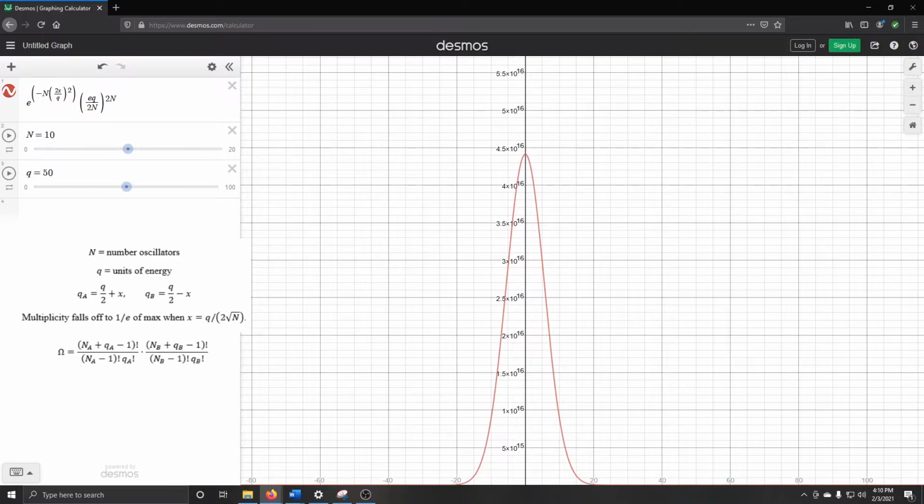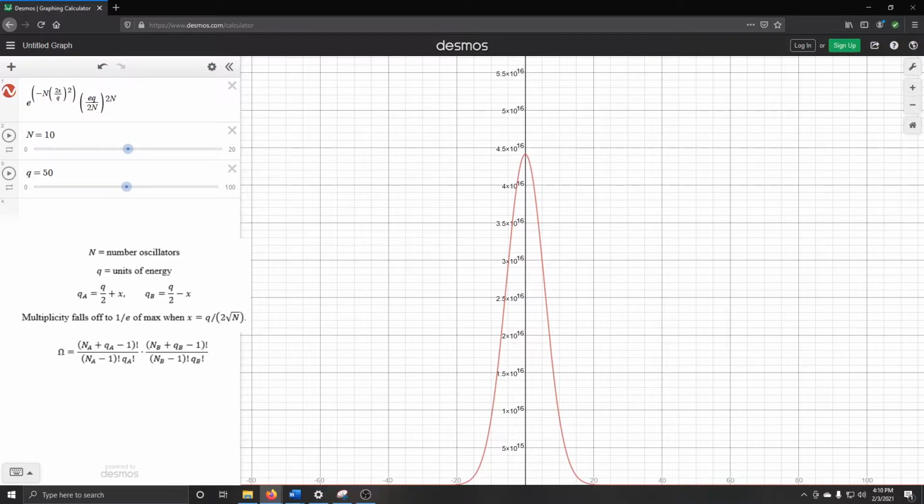So the most likely macrostate of this system is when each Einstein solid has exactly half the number of units of energy, and X is the difference between that value and the true value of QA and QB. So QA equals Q over 2 plus X, and QB equals Q over 2 minus X. So when X equals 0, each oscillator has half of the energy, and we are in the most likely macrostate.